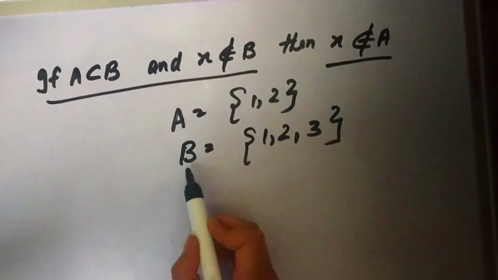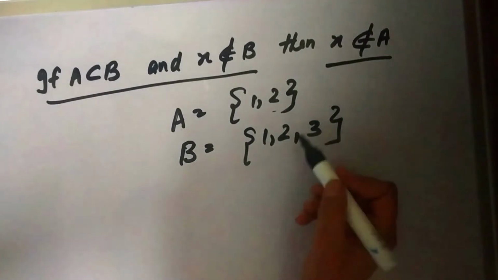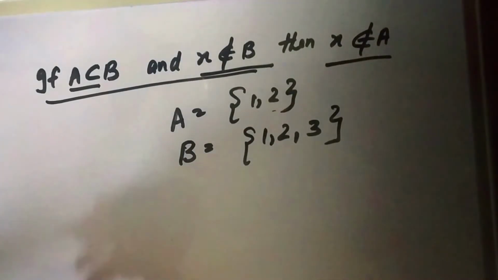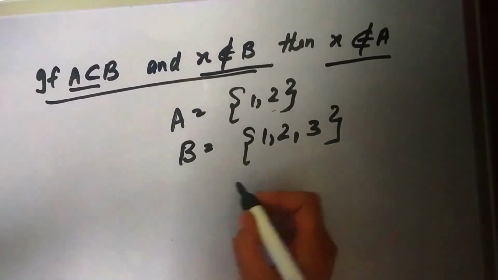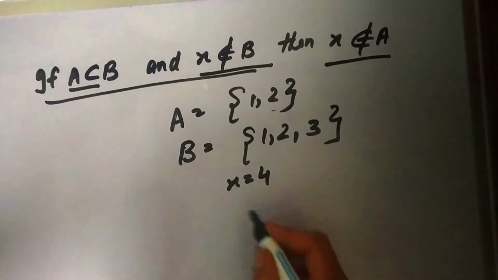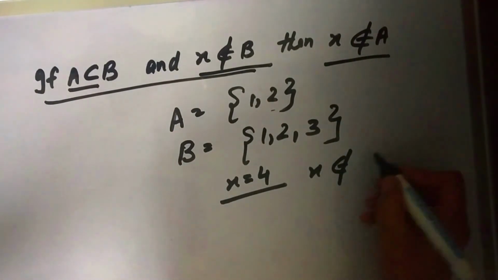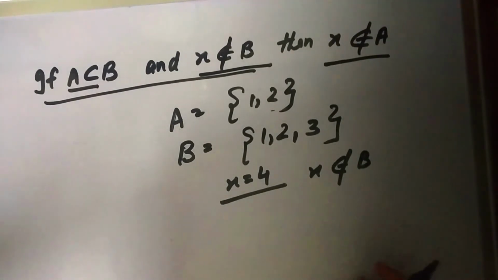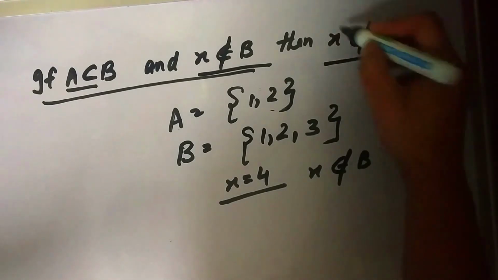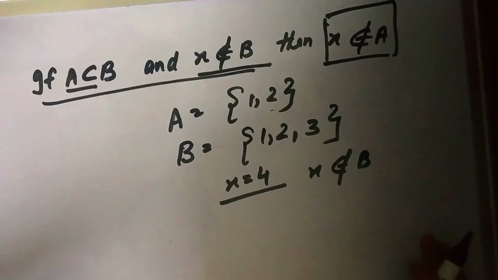Okay, so now A is a subset of B. B has many subsets and this is one of them. So I've met this condition. Now X does not belong to B. So let X be 4. Okay, so we met this. X doesn't belong to B. Okay, now will this mean that X will not belong to A?